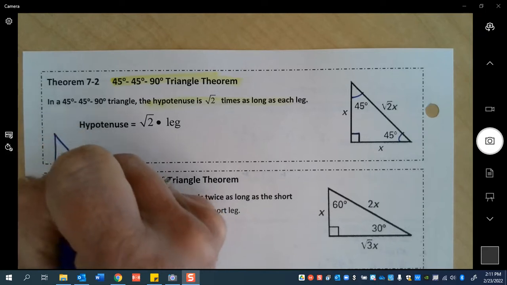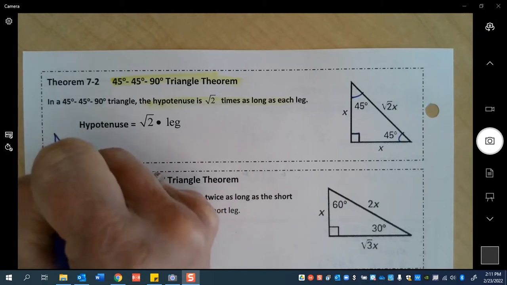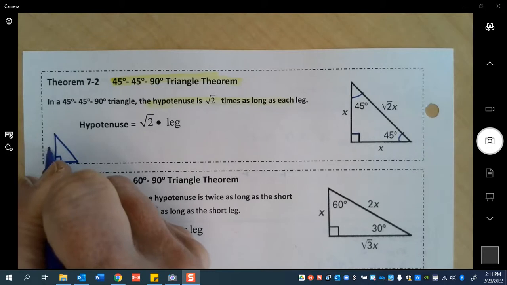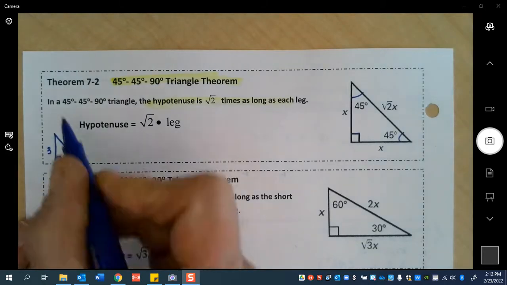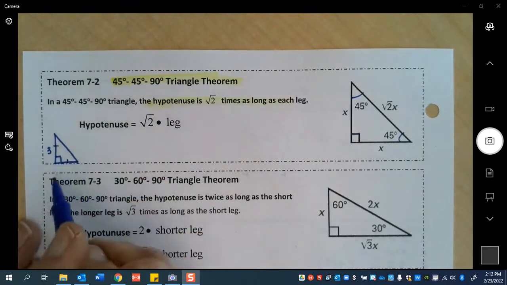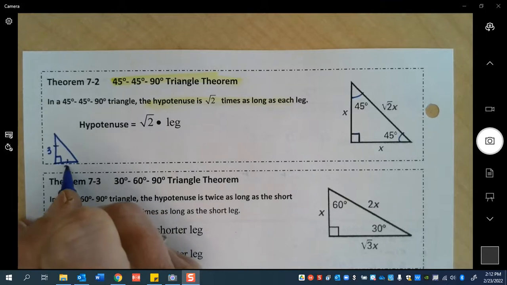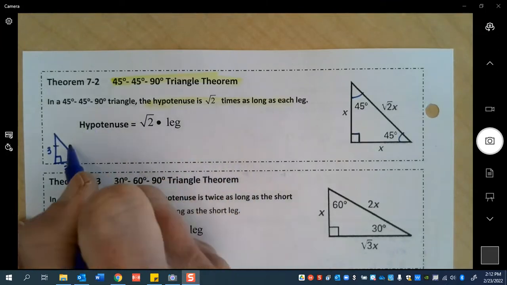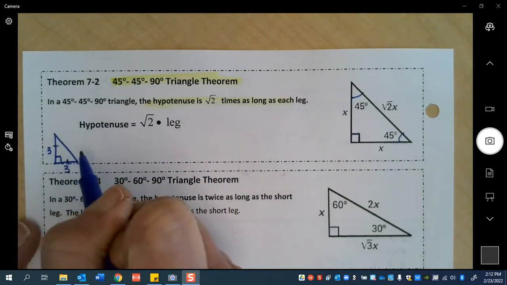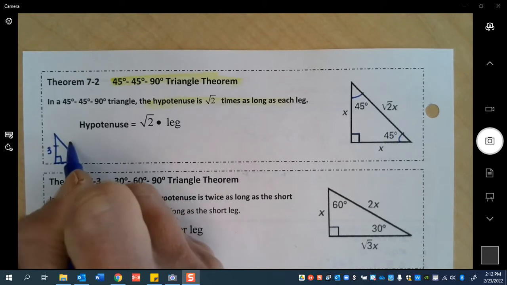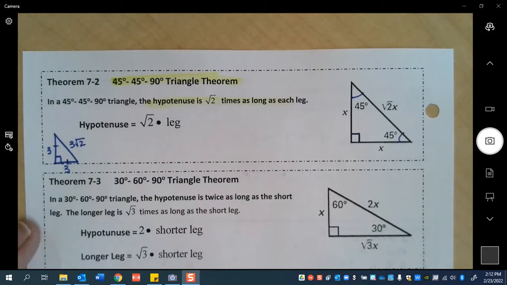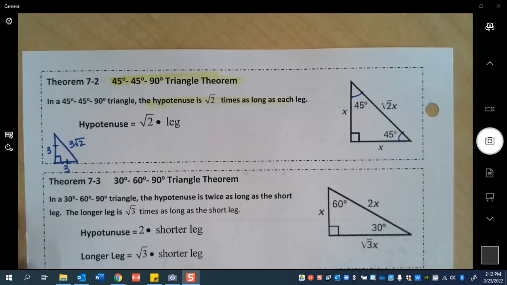If I have an isosceles right triangle, and I have a side length of 3, what is my other side length? What is my hypotenuse? 3 times the square root of 2.